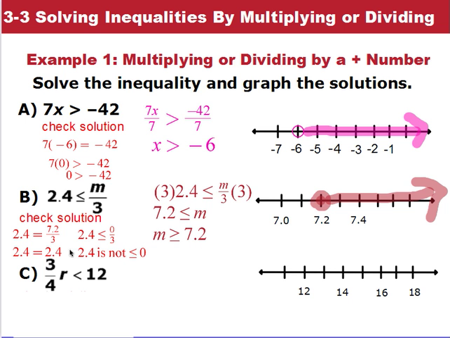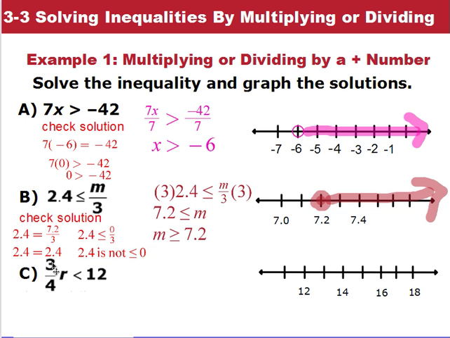Let's check our endpoint first. 2.4 equals 7.2 divided by 3, and it does. 2.4 equals 2.4, so our endpoint is correct. Now let's pick a number that, in this case, is not part of the solution. 0 would not be shaded. So 2.4, is it less than or equal to 0 divided by 3? It is not. So 2.4 is not less than or equal to 0. So 0 is not part of our solution, and it's not shaded. Nice job with the shading.